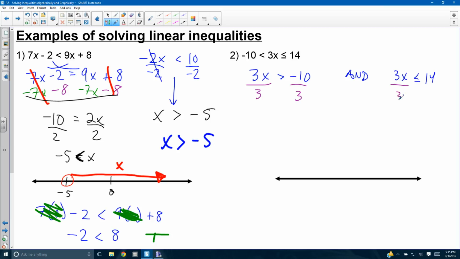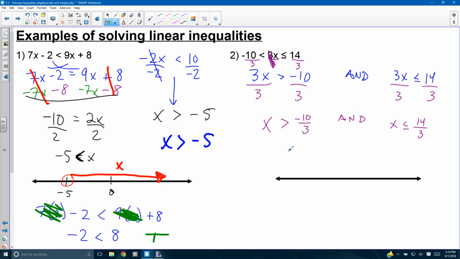This isn't a very long problem. Divide by 3, and they will just do it here. They say divide by 3 on all sides, if you will, and everything should be the same. So as long as you do everything to every quote-unquote side of this inequality, you should be fine. So in this case, x is greater than negative 10 thirds, and x is less than or equal to 14 thirds.